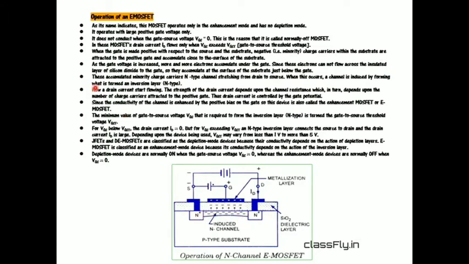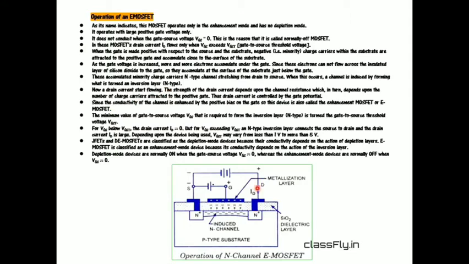Okay. So now these accumulated minority charge carriers form N-type channels stretching from drain to source. That means this minority charge which gets accumulated here is making an induced channel between the drain and source. When this occurs, a channel is induced by forming what is termed the inversion layer. So this is known as your inversion layer. Now a drain current starts flowing.